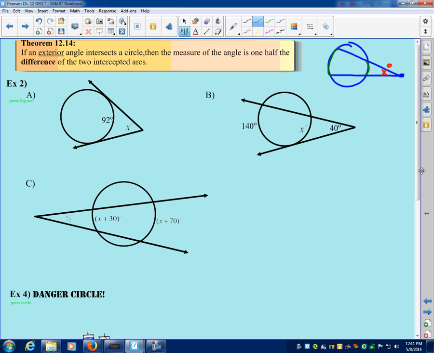So in this case, if I call this A, B, and this was C, D, what we're doing is taking measure of angle x equals 1/2.